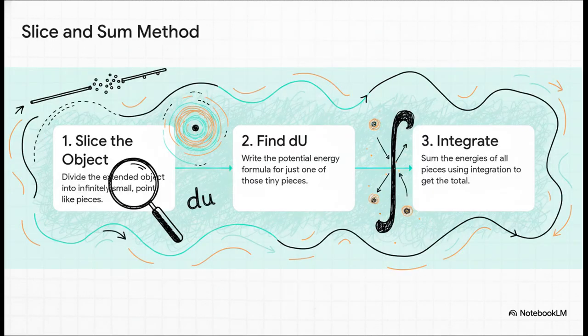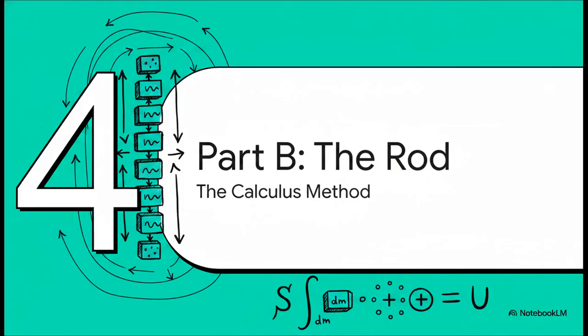The way we solve this is with a really powerful technique I like to call the slice and sum method. It's just 3 steps. First, we're going to mentally slice the rod into an infinite number of teeny tiny point-like masses. Then, we'll write down the potential energy for just one of those tiny slices. And finally, we'll use the master tool of calculus, integration, to add up the energies from all those slices. All right, enough talk, theory time is over. Let's get our hands dirty and actually put this slice and sum method to work and solve part B.